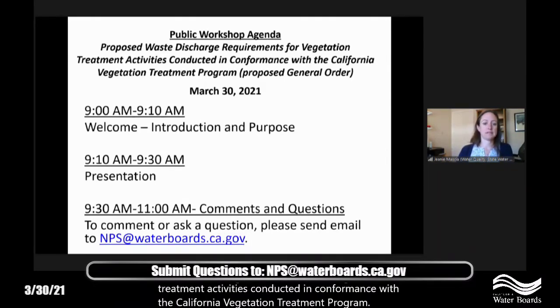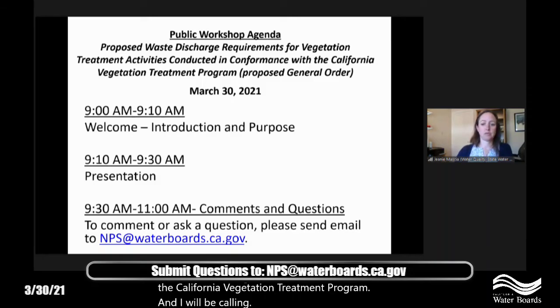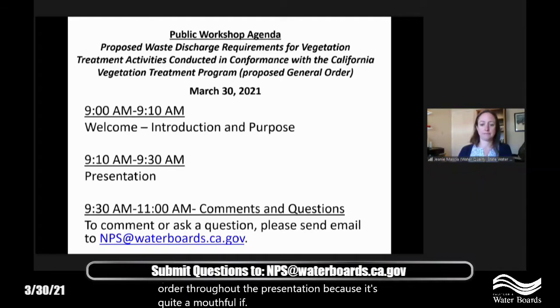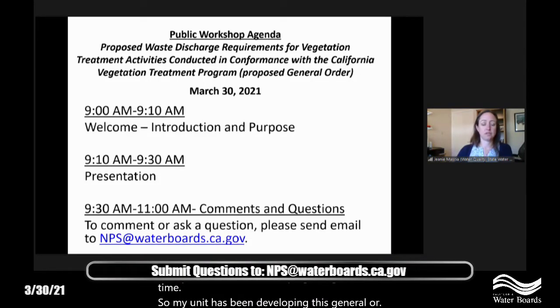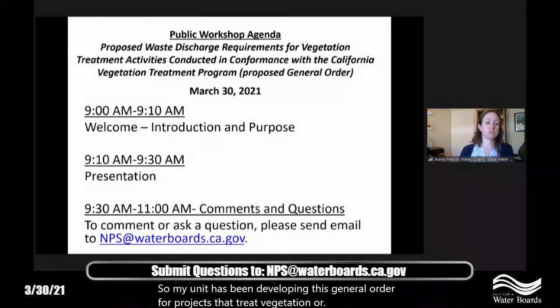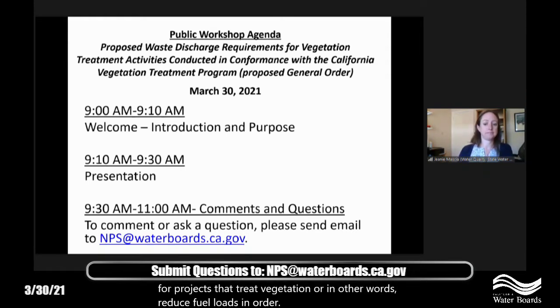And I will be calling this the proposed general order or the proposed vegetation treatment order throughout the presentation because it's quite a mouthful if I try to say the full title every time. So my unit has been developing this general order for projects that treat vegetation, or in other words, reduce fuel loads in order to reduce the risk of wildfire in the state. And I'll present for about 20 minutes on the proposed general order.